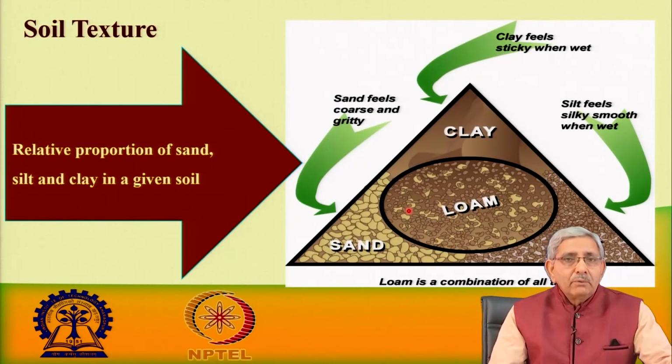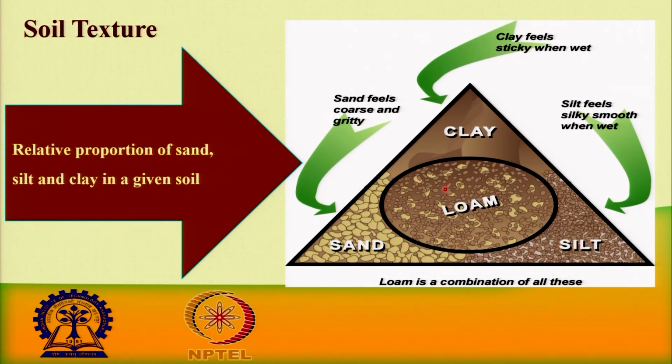When we talk about soil water, a very important component involved is soil texture. Soil texture means the relative proportion of sand, silt and clay in a given soil. If you see sand, with or without water, you feel coarse grains, and it is gritty. Clay has finer particles, and when it comes in contact with water, it is sticky.